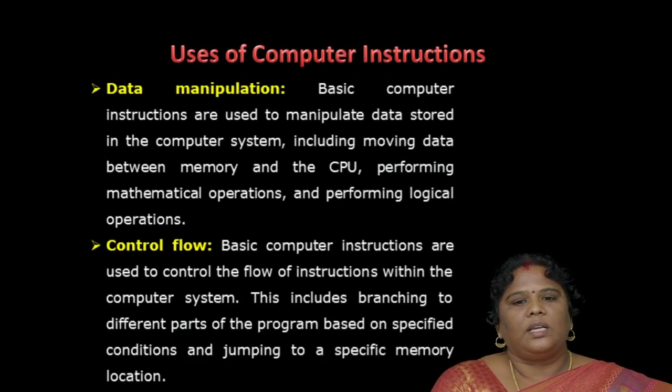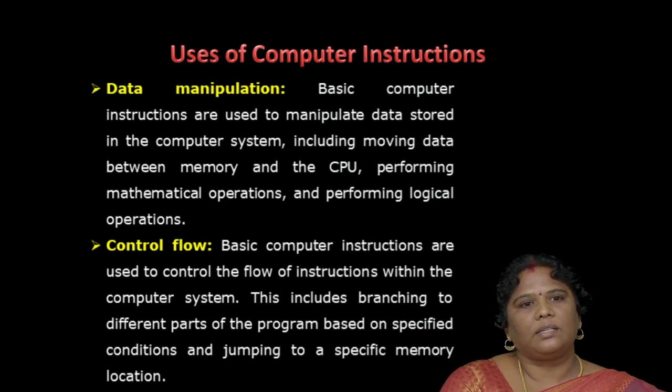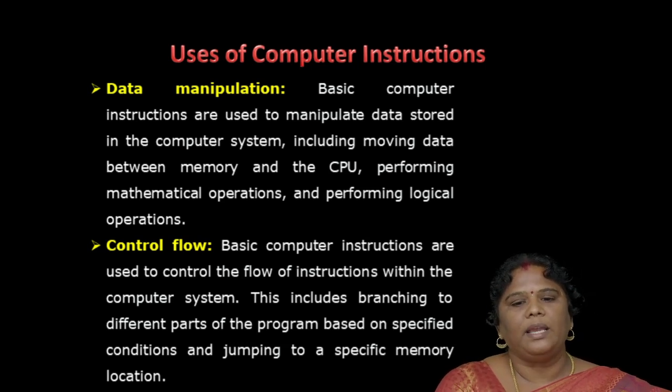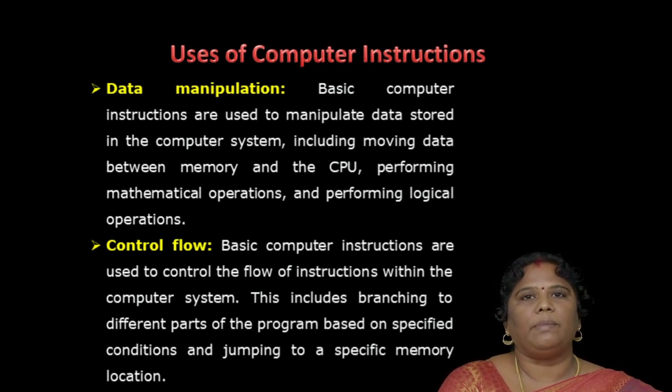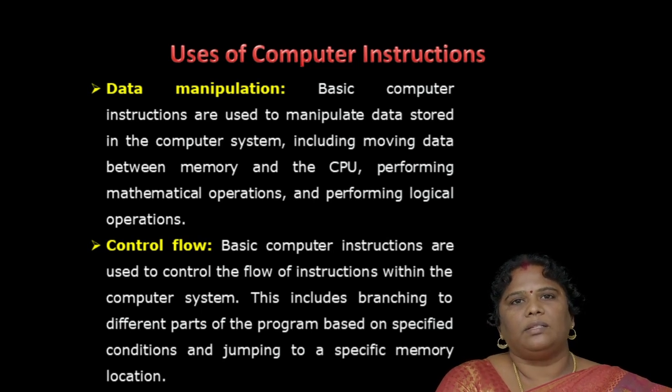Next, what are the uses of computer instructions? Why do we use computer instructions? Computer instructions are used to perform data manipulation. They can move data within the computer system, within the CPU and memory, and also from memory to input output devices, and they perform mathematical and logical operations in the CPU. This is used for manipulation of data.